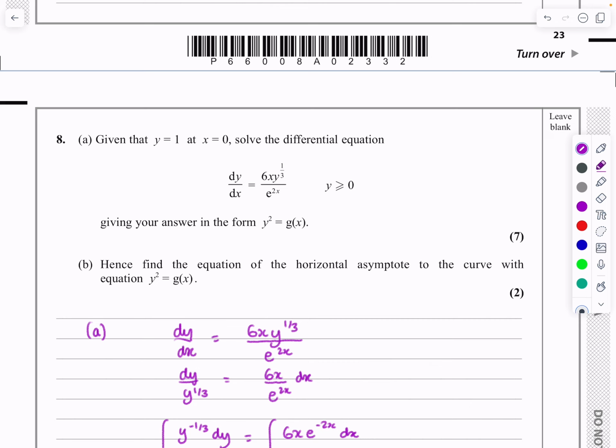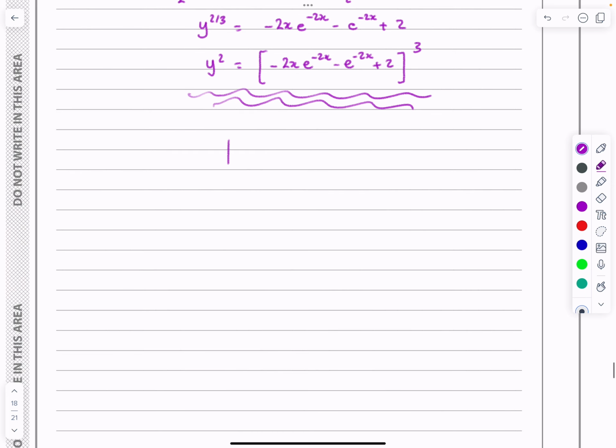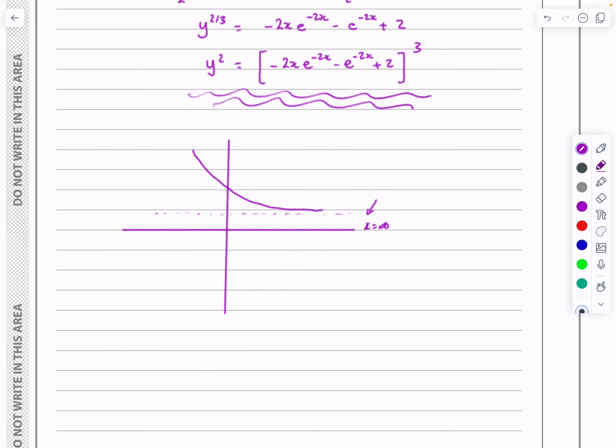Hence find the equation of the horizontal asymptote to the curve with that equation. If you want the horizontal asymptote, just quickly, imagine the curve looks something like that. The horizontal asymptote is that one there. What you can say at this point is that x equals infinity. I like that as a little method for trying to work out the horizontal asymptote. So that's what I'm going to use. I'm not going to put that diagram in. That was just to explain it to you guys.